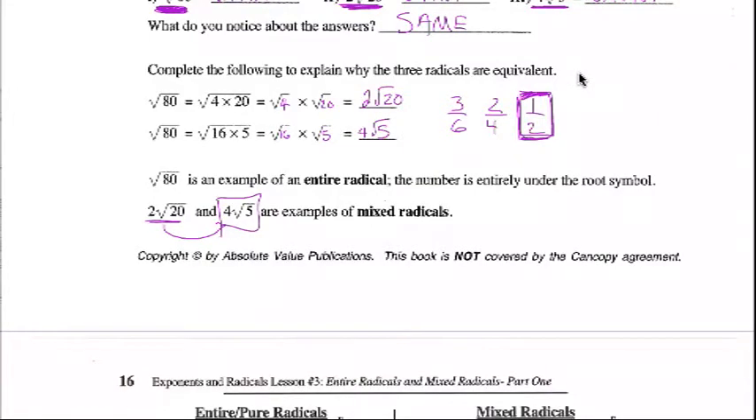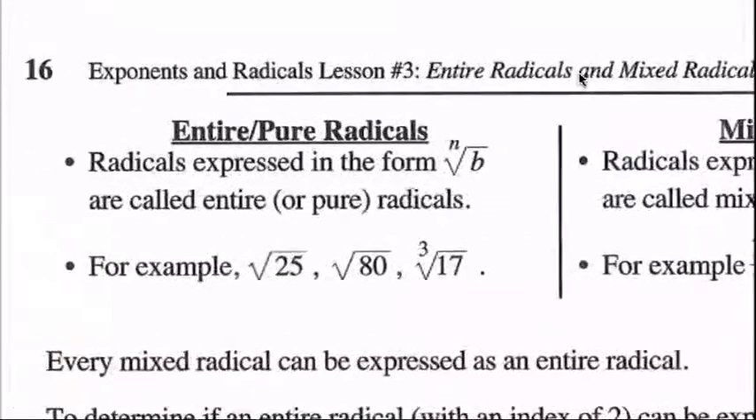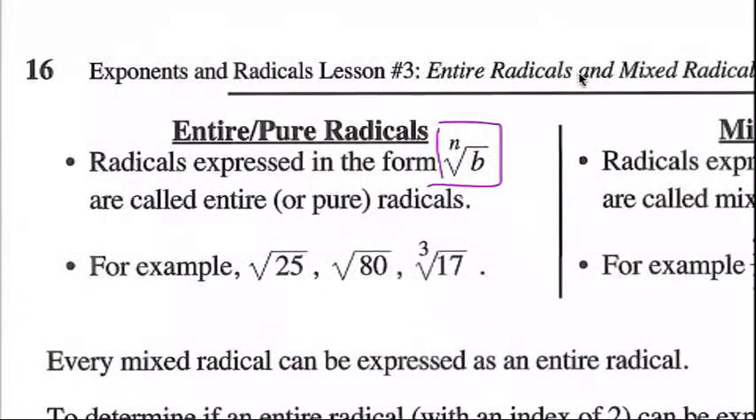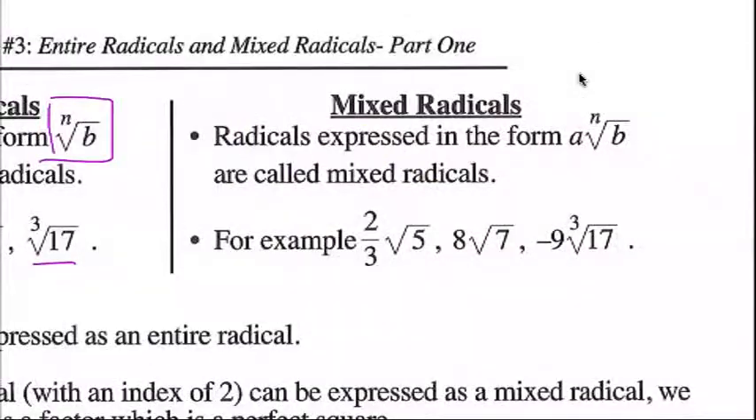Let's go over to page 16 now. So entire or pure radicals can be expressed in this form with some kind of index, some kind of radicand, and no coefficients outside. So for example, square root 20, square root 80, cube root 17. Mixed radicals will have a coefficient out in front. 2/3 square root 5, 8 square root 7, -9 cube root 17. Those are all mixed radicals.